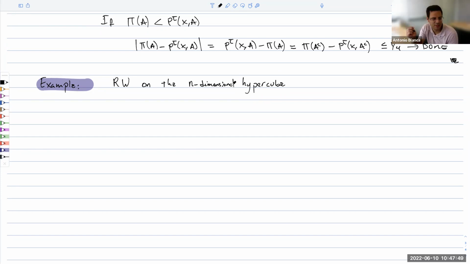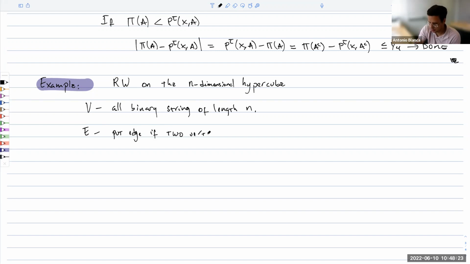So you guys familiar with this graph? This is the graph where n is the dimension. The vertices correspond to all the binary strings of length n, right? So V is all binary strings of length n. And then we put an edge between two strings that differ on only one bit, right? Put an edge if two vertices differ in one bit.